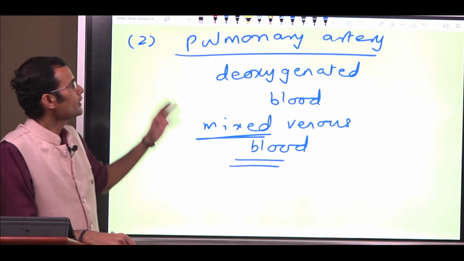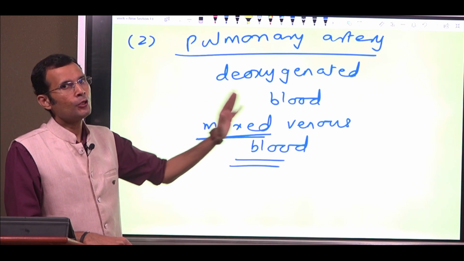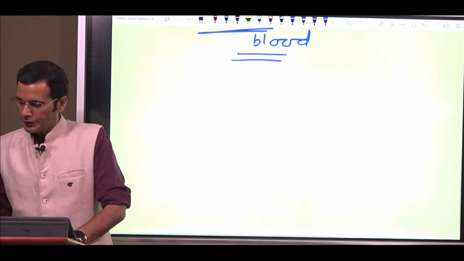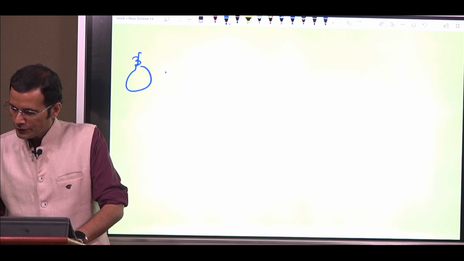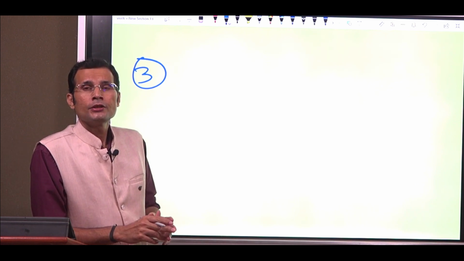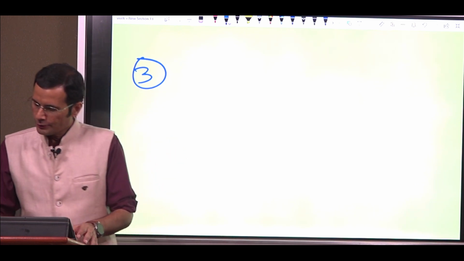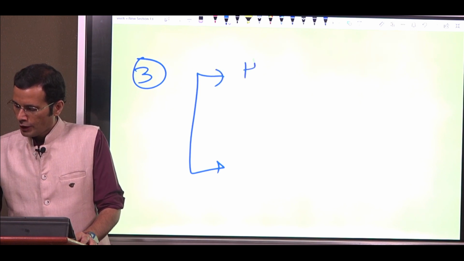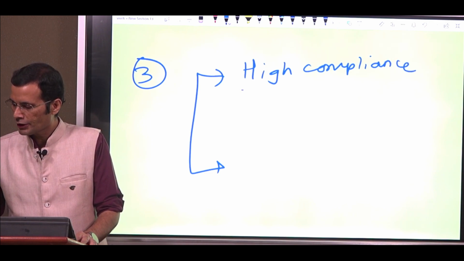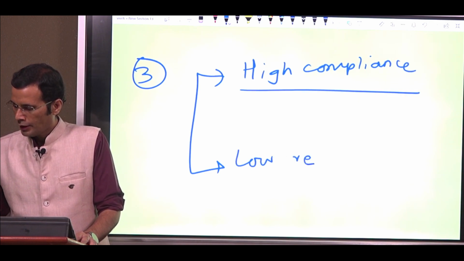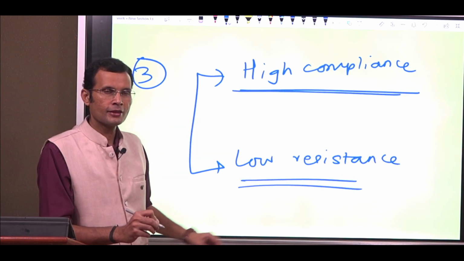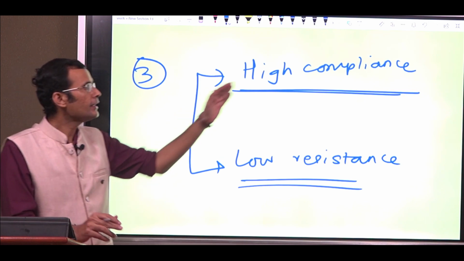But our basic point was that the pulmonary artery contains deoxygenated blood, and the other one is the umbilical artery, as I mentioned. Right. Now moving on, the next point is that the pulmonary circulation is a high compliance and low resistance circulation. Let's deal with it one by one.